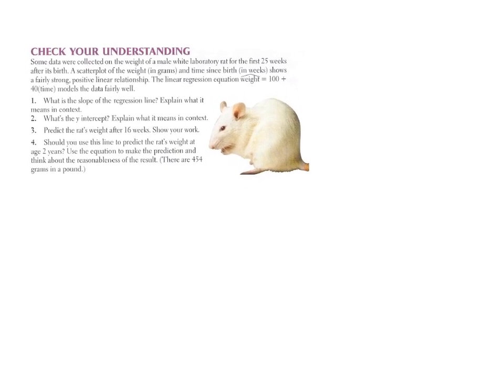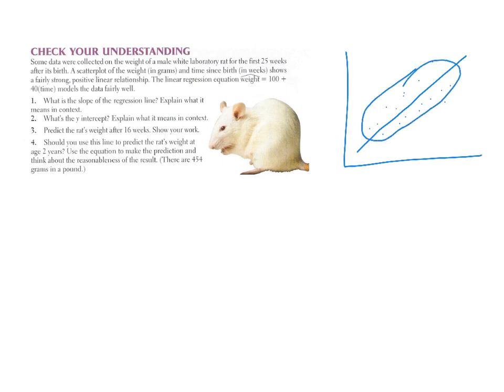Basically, we've got a graph that is going in this direction, and it's fairly strong, so the dots are pretty close together. If I drew my oval around my data points, it would be pretty narrow. My linear regression equation is my predicted weight, so y hat equals 100, which is my y-intercept, plus 40, which is my slope, times time. It models the data fairly well. Remember, this is a model of our data.